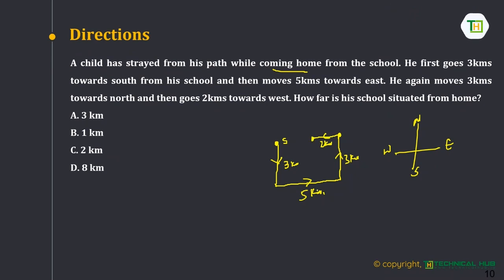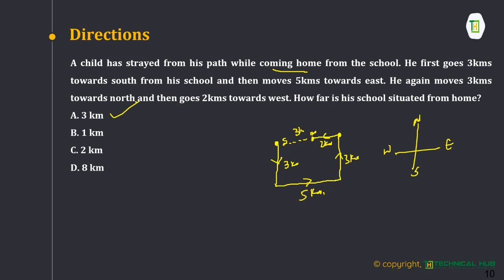Previously I misunderstood here. This 5 was taken as 3, so that's why I took 1 here. But here this is the 5 km, and 2 km towards west. This is the home. So what is the distance between school and home here? The answer is 3 km.